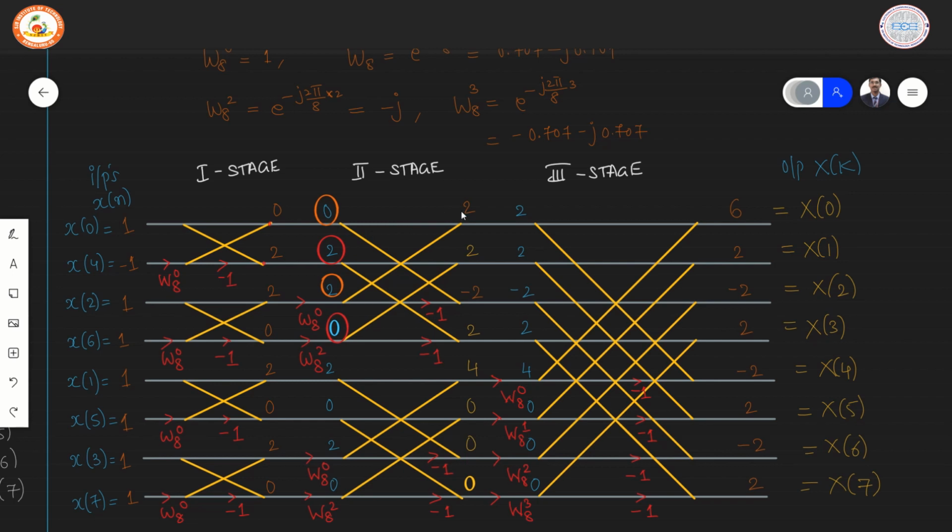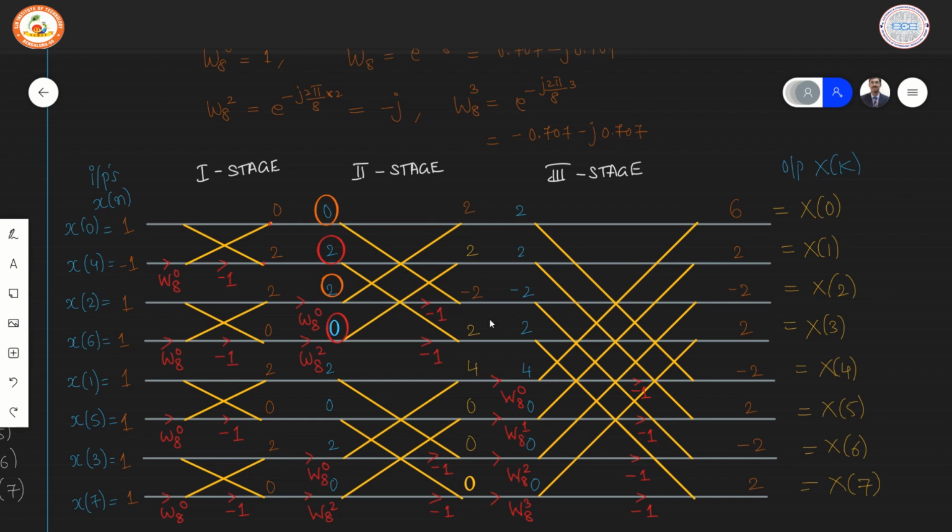Next, proceeding towards the output of the second stage, now we have to add and subtract the pair of signals. The first pair is 0 and 2, sum is 2, difference is minus 2. Next pair is 2 and 0, sum is 2 and difference is also 2. For the next pair we have 2 and 2, sum is 4 and the difference is 0. The next pair is 0 and 0. Sum is 0, difference is also 0.